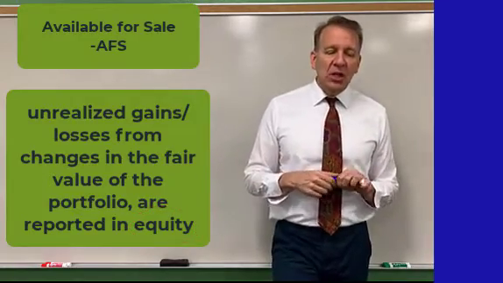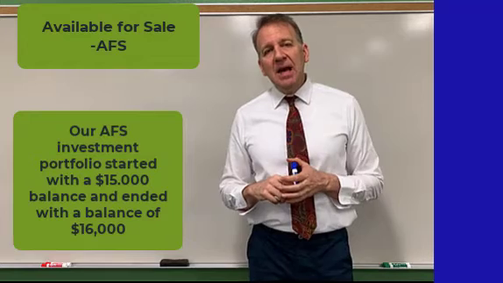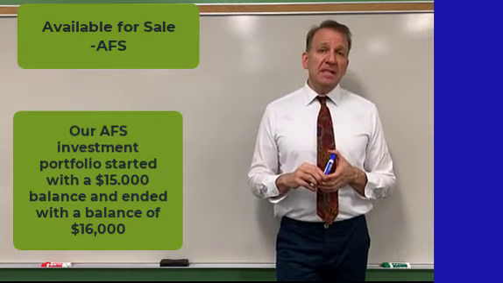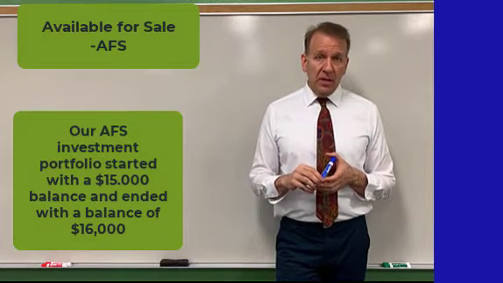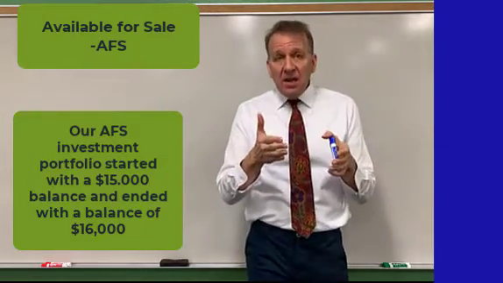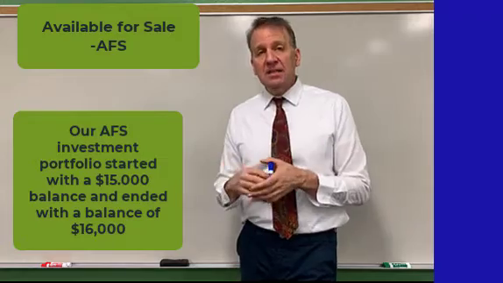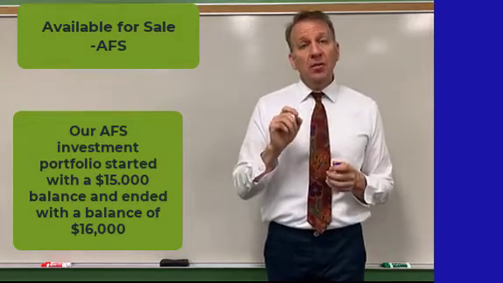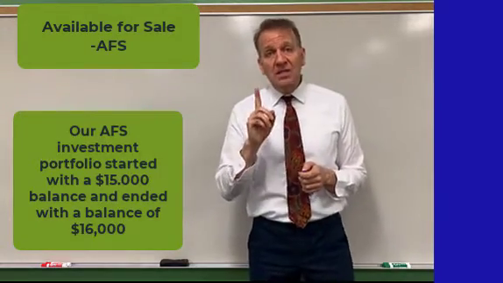All right, so let's take a look at an example. Let's say that our portfolio was $15,000 at the beginning of the year. At the end of the year, the portfolio had a $16,000 balance. So the available for sale portfolio increased $1,000.